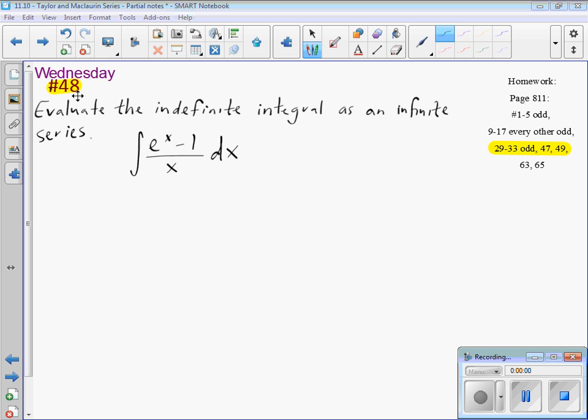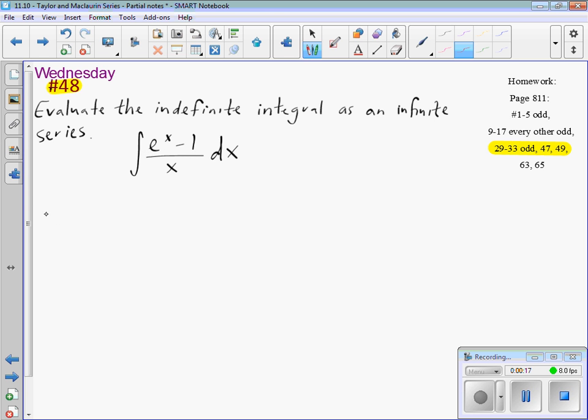Give 48 a try, and then these will be the homework problems you'll do. We're trying to take the integral of this whole thing here. You can't do u-substitution, those types of things. What we're going to do is use the stuff that we know.